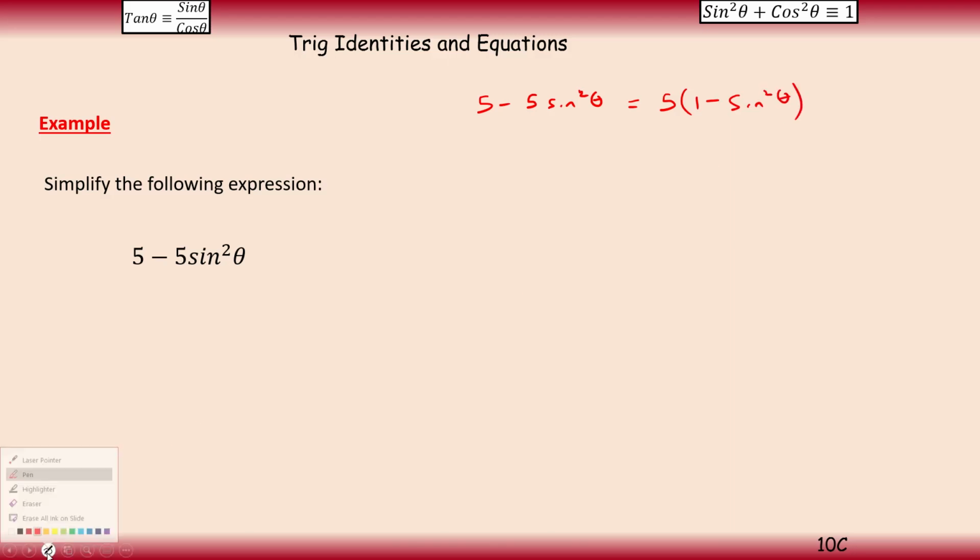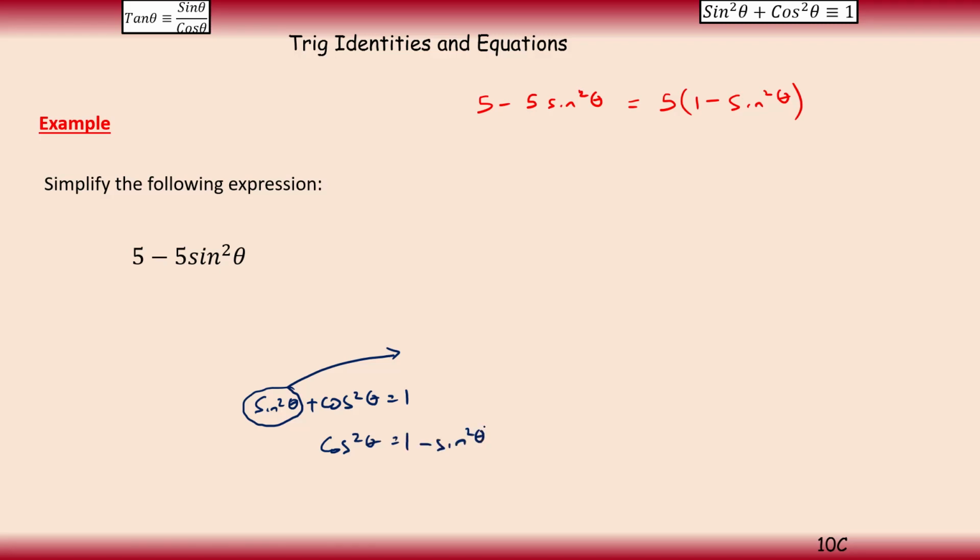Now then, something I do know is cos squared theta plus sine squared theta equals 1. So let's just do some workings down here. Sine squared theta plus cos squared theta equals 1. So I've got here 1 minus sine squared theta. If I leave the cos squared theta on the left hand side and take my sine squared theta, which is positive here, over to the right hand side, that means cos squared theta is equal to 1 minus sine squared theta, which is what I have in that expression. So I can say that's equal to 5 times 1 minus sine squared theta, which is cos squared theta. And it's simplified. Job done.